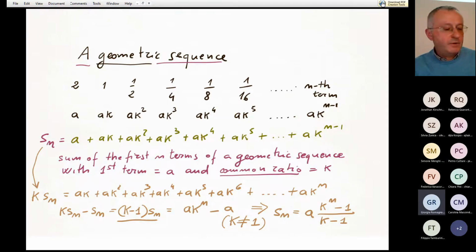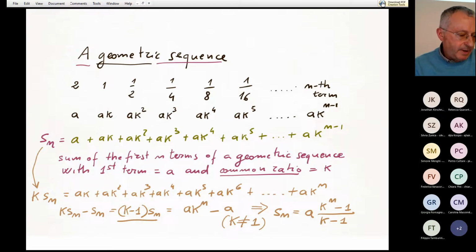Okay, so this is the reason why I just want to give you the basic idea of what a difference equation is, because the solution to a difference equation in the most simple case, which is linear and with constant coefficients, is just an application of a geometric sequence.